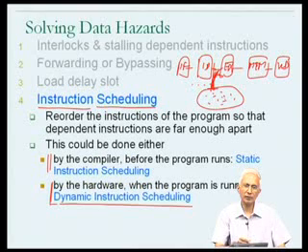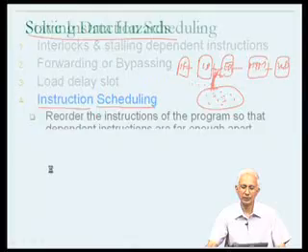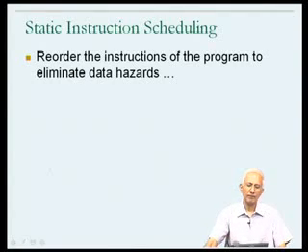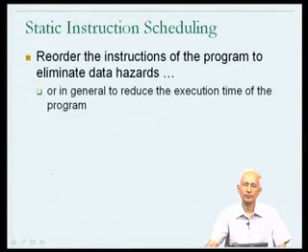But to understand how the reordering of instructions might be advantageous from the perspective of data hazards, we will look at an example from the side of static instruction scheduling. In other words, what could be done inside a compiler before a program runs, when a program is being compiled, to handle potential data hazards. In order to do this, I'll use an example. So the general idea is that we will try to reorder the instructions of the program in order to eliminate data hazards.